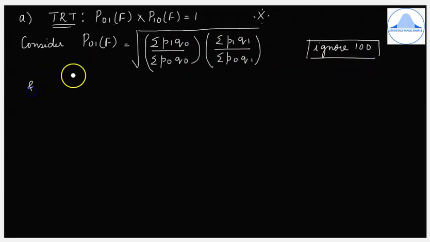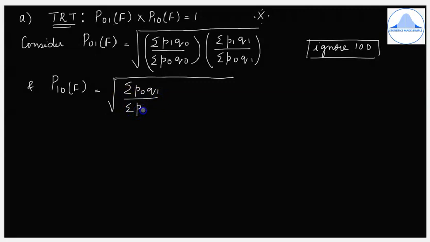Now same way you have to write the formula for P10 of F. If you have written P01 of F formula correctly, all you have to do is replace 1 by 0 and 0 by 1, but P and Q will remain the same. So I will get now summation P0 Q1 divided by summation P1 Q1. This is multiplied by summation P0 Q0 divided by summation P1 Q0. Again you should not write 100.